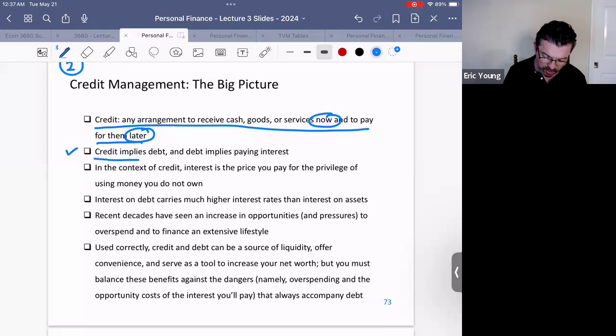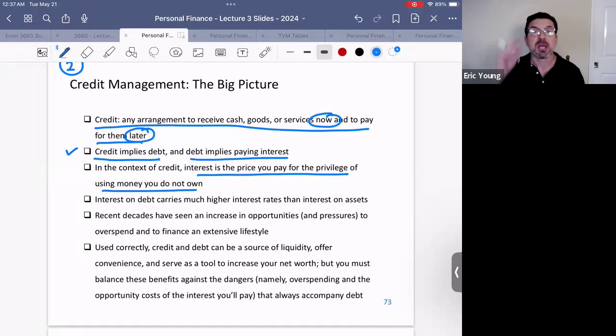Again, all credit implies debt. And critically, all debt implies paying interest. If you have credit, you're borrowing money. If you're borrowing money, you're paying interest. In the context of credit, which is money that someone else owns that you're using, interest is the price that you pay for that privilege. When it was cash, interest was the benefit that you received from deploying cash that you owned. In this context, interest is the price that you pay for access to someone else's cash. This is usually the case when you're running net cash flow negative and you need to turn to the credit market to balance yourself out.